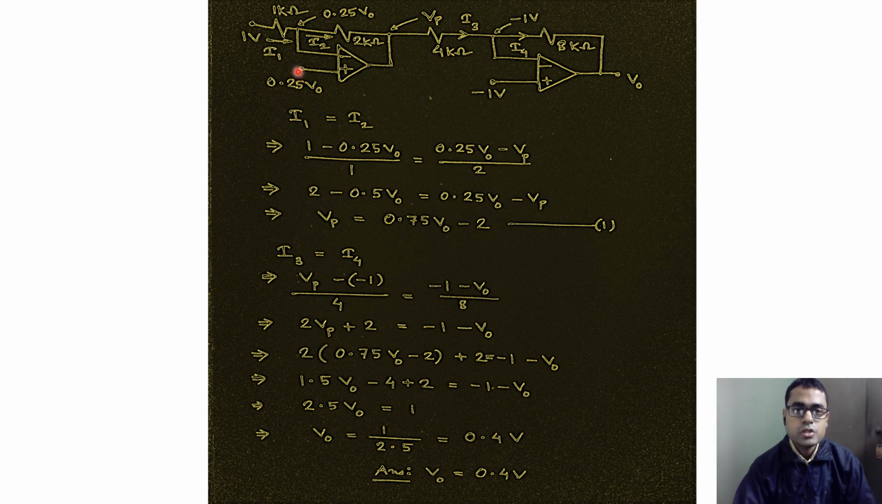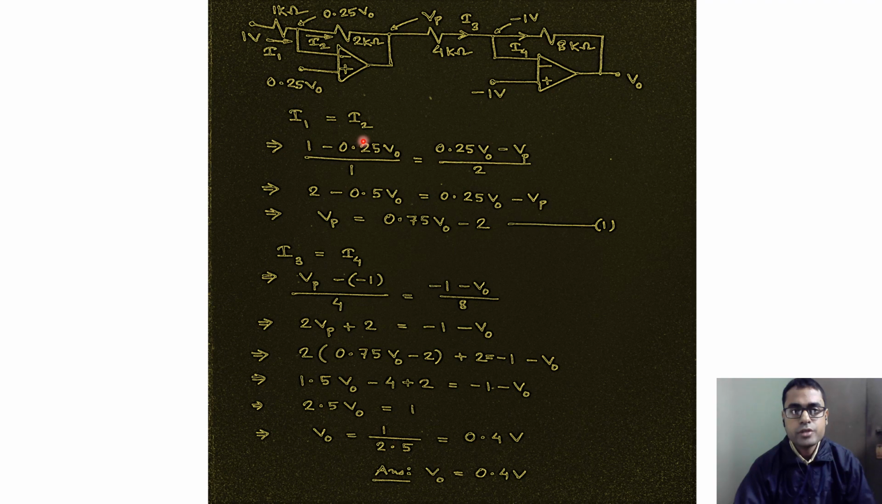So note that if the voltage at this node is 0.25 V0, and we call this voltage Vp, we can frame one nodal equation. If this is the current I1 that flows from this 1 volt source, then that is the same current that should flow up until this node, because the op-amp's input terminal does not draw any current.